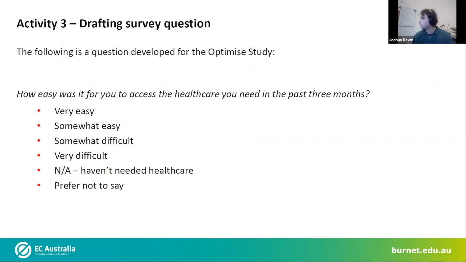So this is the way that it was drafted. The question was, how easy was it for you to access the healthcare you need in the past 3 months? And as Anna's pointed out, the healthcare you need could mean different things to different people. It's not to say that this is a bad question. I'm just trying to make a point that there's not really one right way of doing a question, and there's no such thing as the perfect question.